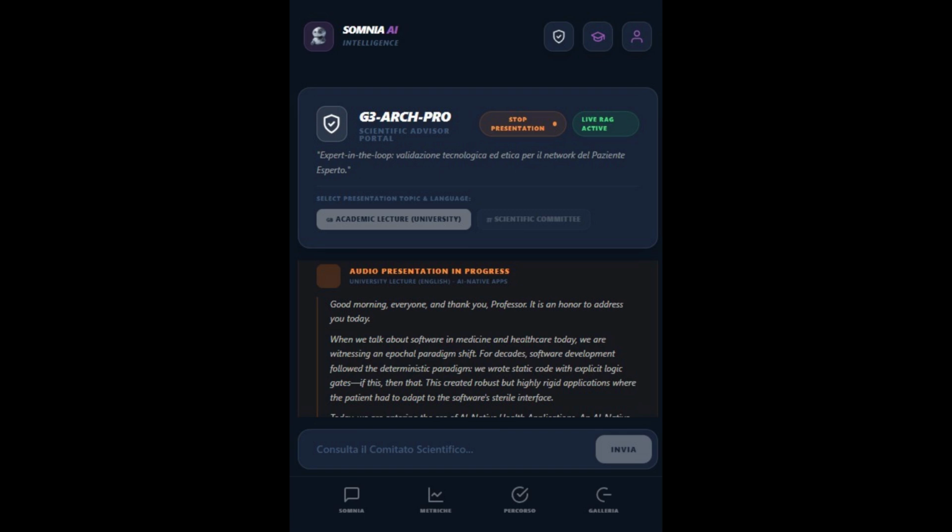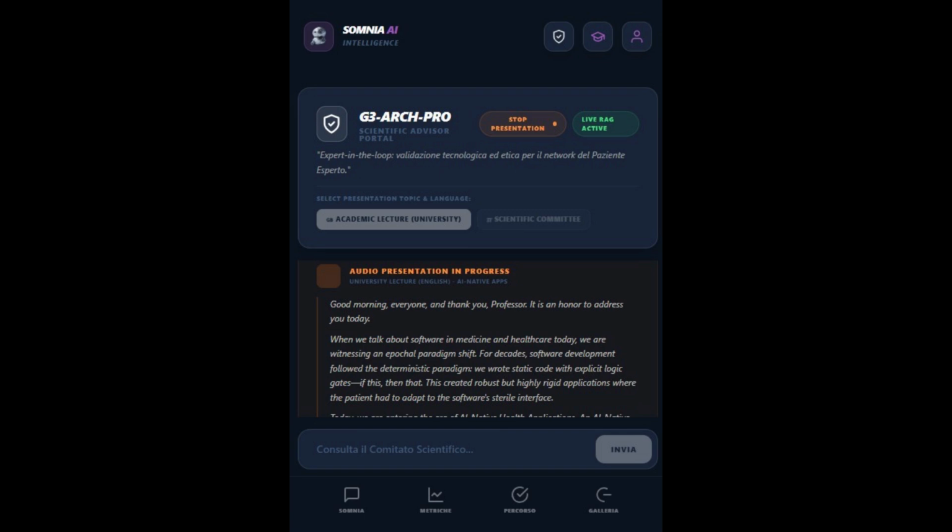When we talk about software in medicine and healthcare today, we are witnessing an epochal paradigm shift. For decades, software development followed the deterministic paradigm. We wrote static code with explicit logic gates, if this, then that. This created robust but highly rigid applications where the patient had to adapt to the software's sterile interface.